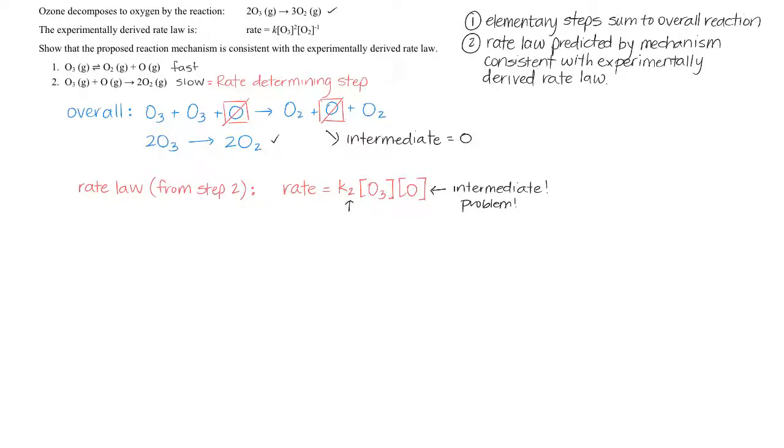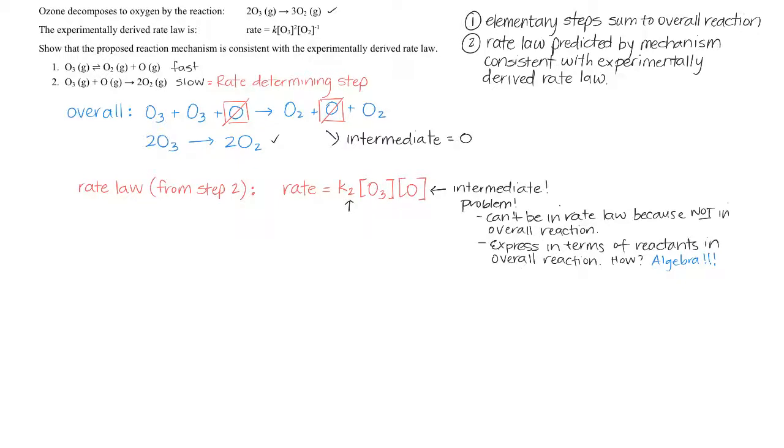Since reaction intermediates do not appear in the overall reaction equation, we cannot have a rate law where an intermediate is present. So we must use some algebra to remove the intermediate by expressing it in terms of the concentrations of reactants in the overall reaction. To remove the intermediate, we will start by looking at the fast step in the reaction mechanism.